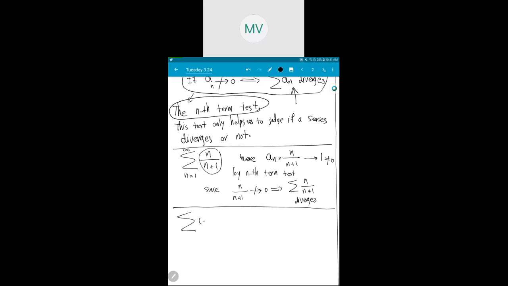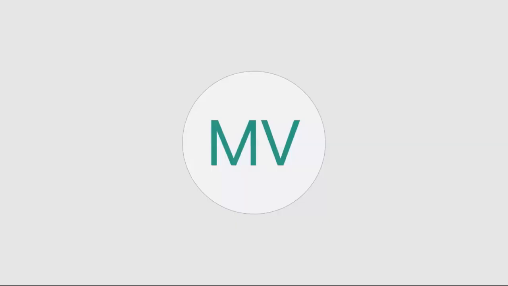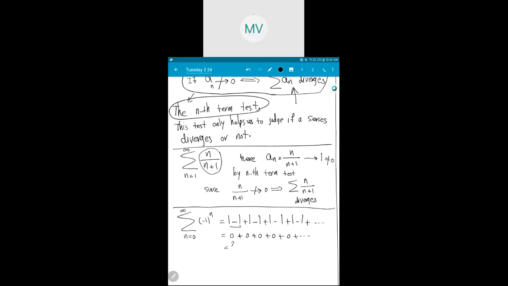Here's another one. The one that we just talked about. Sum of negative 1 to the n, and let's say from 0 to infinity. And we saw, it's 1 minus 1 plus 1 minus 1 plus 1 minus 1, and so on. And as you can see, every two terms, they cancel out each other. So you get 0 plus 0 plus 0 plus 0 plus 0. So it's sum of infinite 0. And what is the sum of infinite 0? I'm going to leave a question mark there.